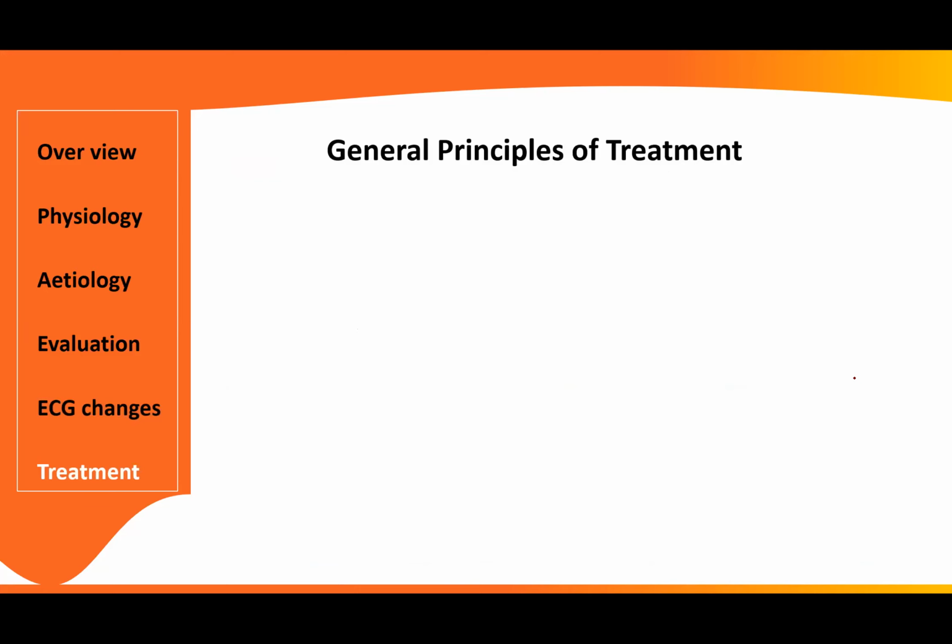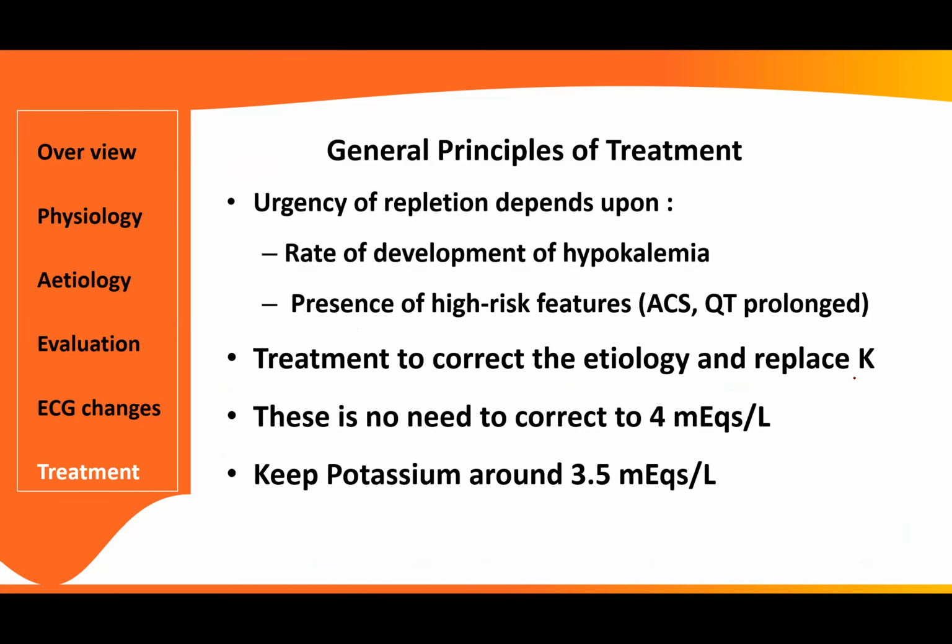So how do I treat? Quickly. Urgency depends upon the rate of development. If it is acute, you need to treat urgently. If it is slowly or subacute, you can treat slowly. Presence of high-risk features like associated acute coronary syndrome, or QT prolonged due to drugs or any other conditions, or arrhythmia already there, then you have to treat quickly.